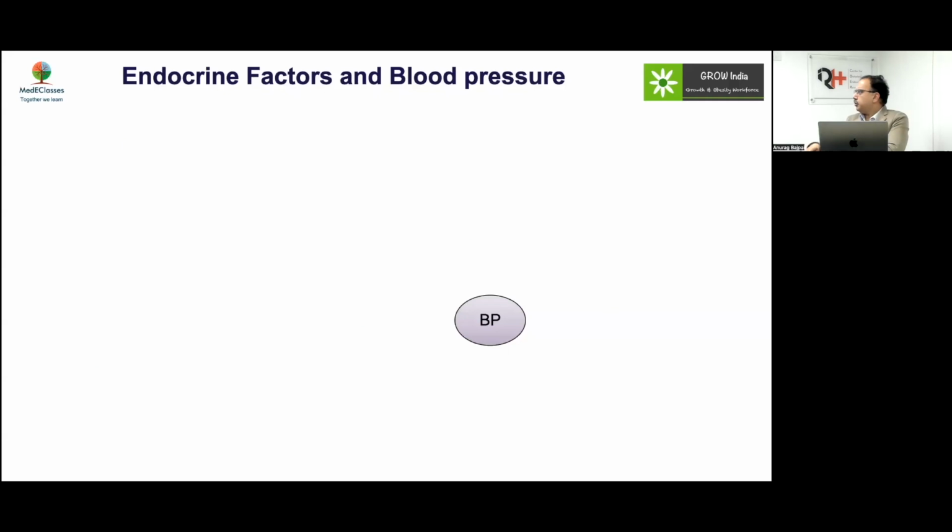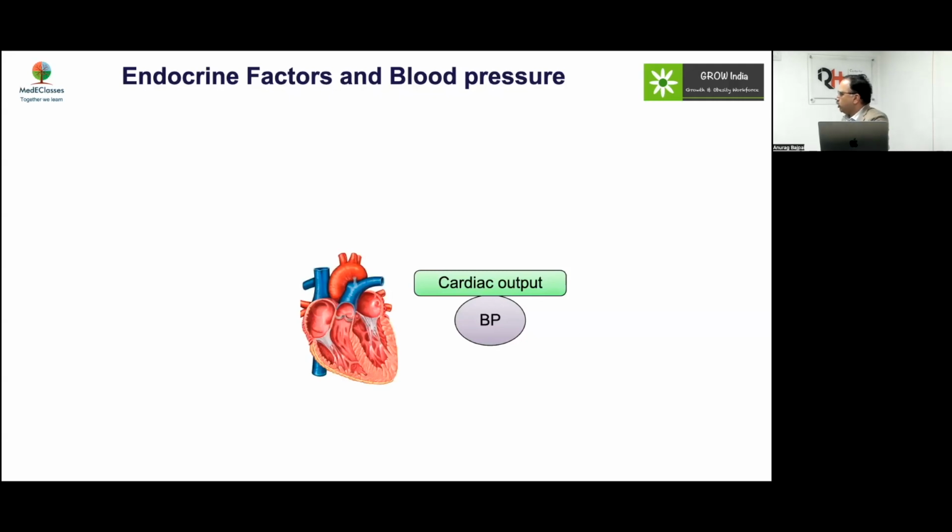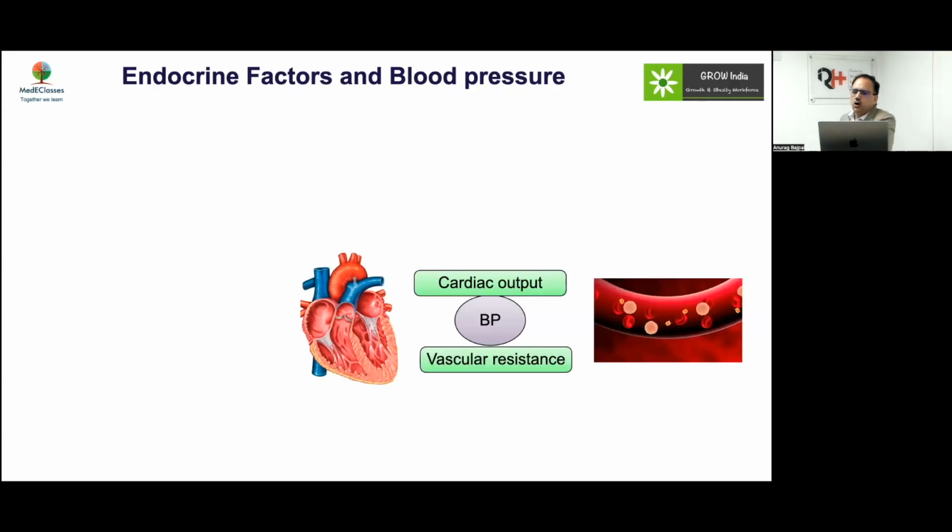So when we talk about hypertension or blood pressure regulation, there are 2 major factors. One, of course, is how much is the cardiac output and how much is the peripheral vascular resistance. So these are the 2 major determinants, and many of the endocrine factors will play a role in that perspective. We know that calcium is a major stimulant as far as the vascular constriction is concerned, and that is why calcium channel blockers are used for management of hypertension.